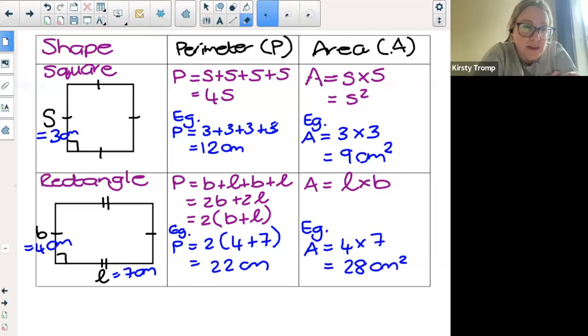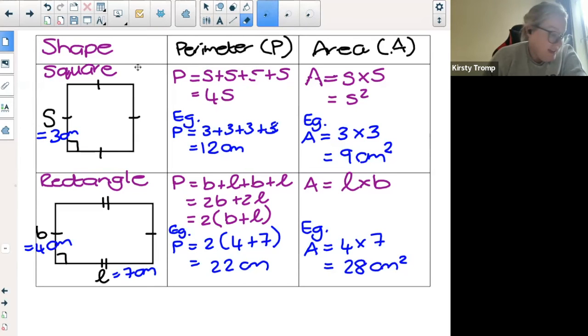Somebody is saying to me, but 5 plus 5 plus 5 is 20, not 45. So that's one of the students saying that to me. These are not fives, they are S's. They are sides. Side plus side plus side plus side equals 4 sides. That's what we've got written there. And then for our example, we said the side was equal to 3.